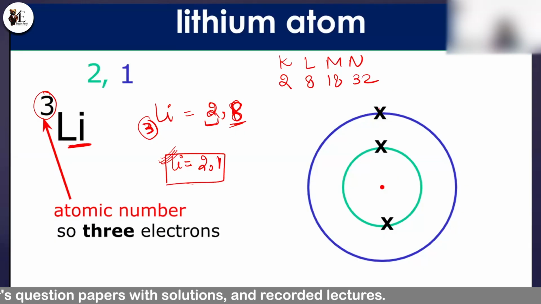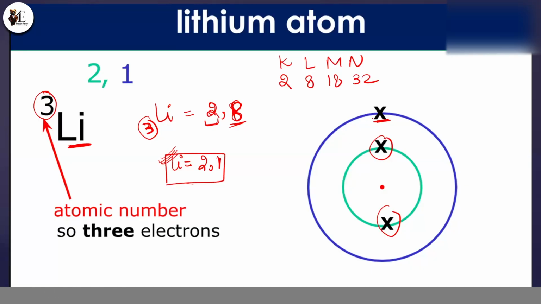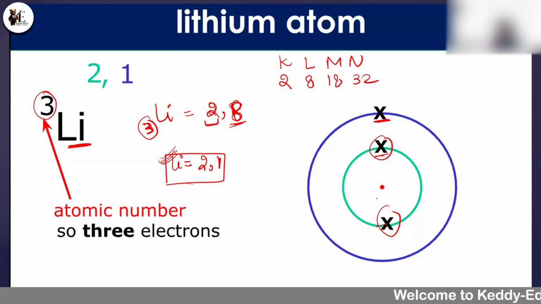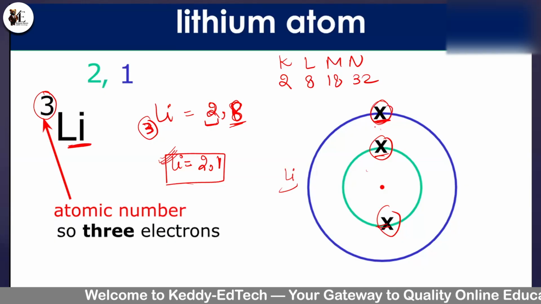Here you can see that in the first shell you have 2 electrons and in the second shell you have 1 electron. In the first shell you have 2 electrons, right, for lithium. This is the atom of lithium. And in the second shell you have only 1 electron. So it is 2, 1. Okay, okay.